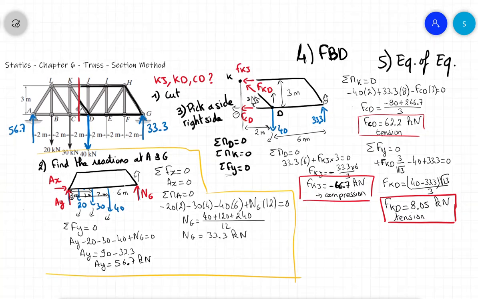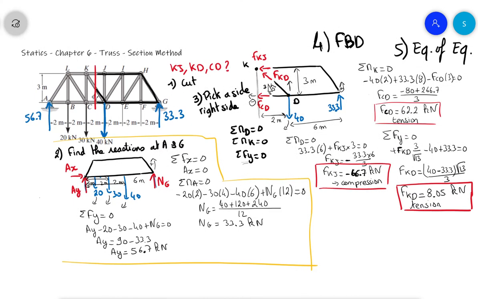Take your time, but there's always ways to make some shortcuts to avoid having to do too many free body diagrams and equations of equilibrium.